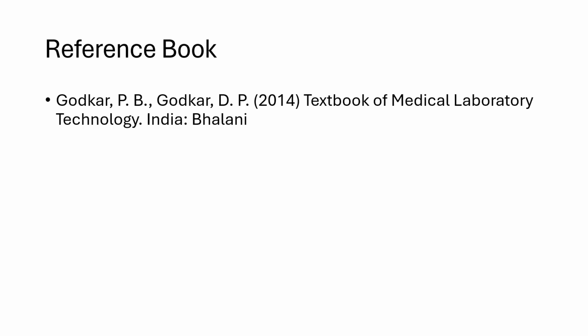This course you can refer to the Godkar book, which will also be available in our library. The name of this book is Godkar Textbook of Medical Laboratory Technology. This book covers most of the topics we will discuss in detail throughout the semester, not only including our subject or course but the whole course.